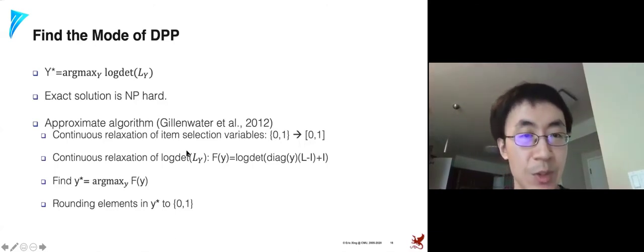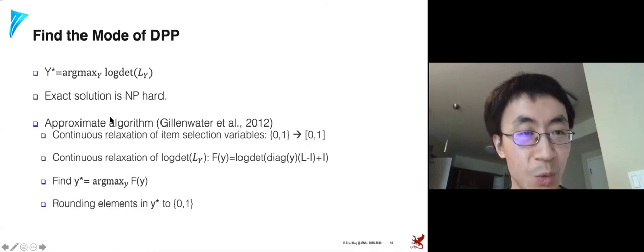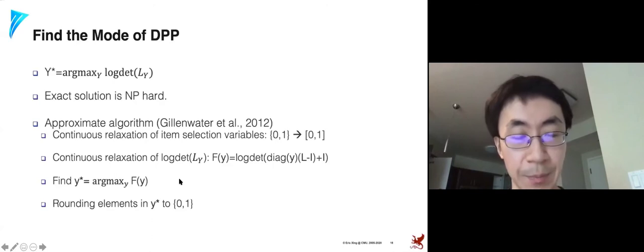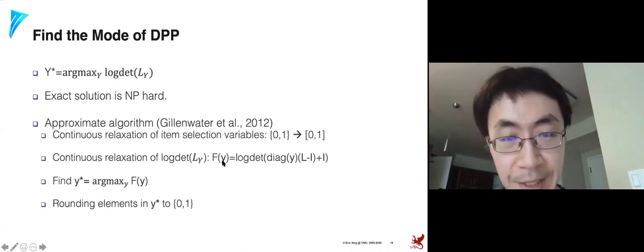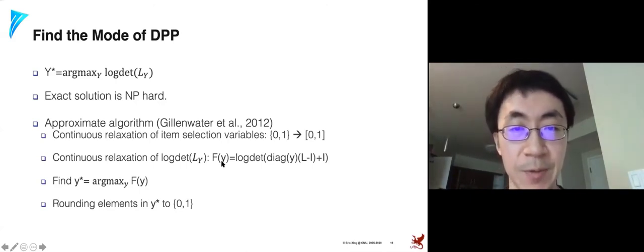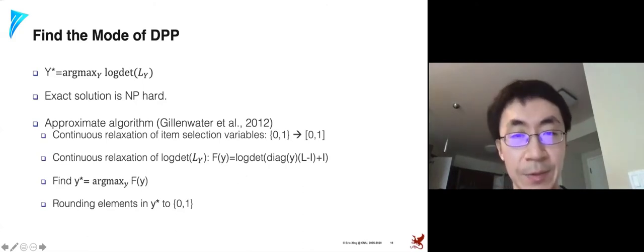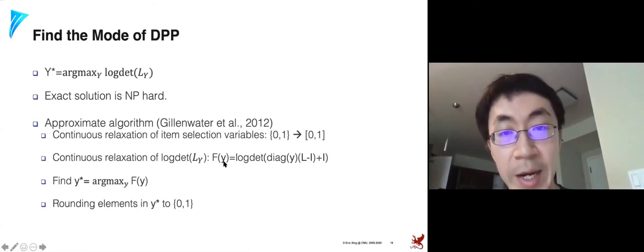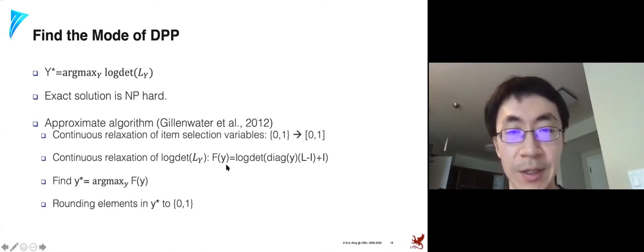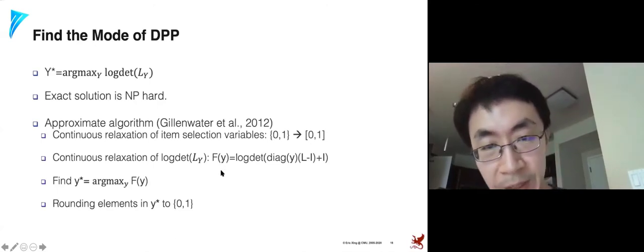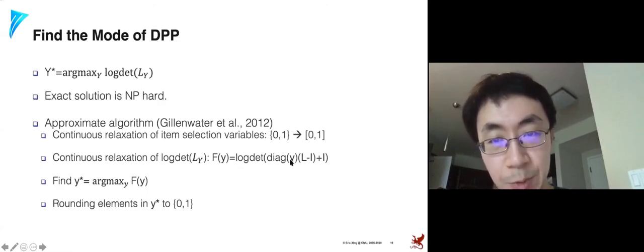After that, we can do a continuous relaxation of the objective we want to maximize. The relaxation is given in this equation here. Here, Y is a vector whose length is the number of elements in the universal set. Each element Y_i is a probability indicating how likely item i is going to be selected. So Y is a continuous vector, and each element is in the interval 0 to 1.